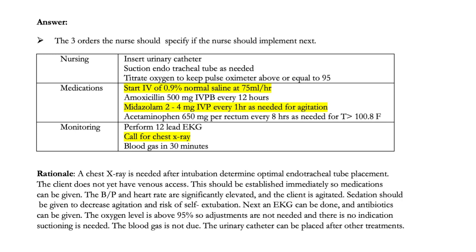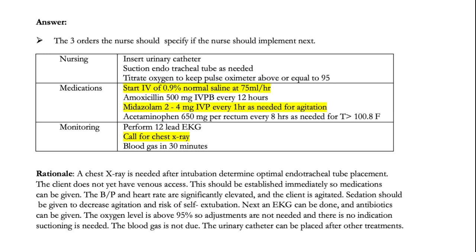The blood pressure and heart rate are significantly elevated, and the client is agitated. Sedation should be given to decrease agitation and risk of self-extubation. Next, an EKG can be done, and antibiotics can be given. The oxygen level is above 95%, so adjustments are not needed and there is no indication suctioning is needed. The blood gas is not due. The urinary catheter can be placed after other treatments.